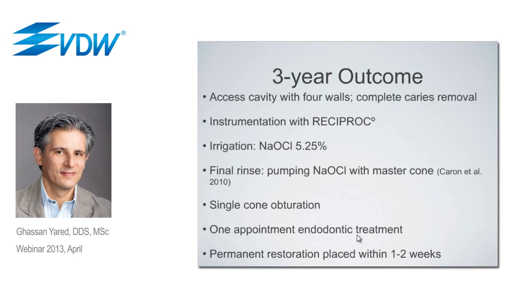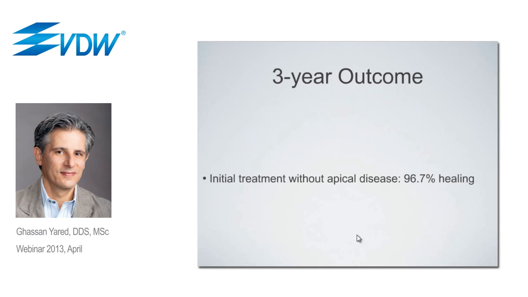I used sodium hypochlorite for the canal irrigation, and then a final rinse with sodium hypochlorite that was pumped in the canal with a master cone. And then I did a single cone obturation, and all of the treatments that were evaluated here were done in 1 visit. And we made sure that the permanent restoration was placed within 1 to 2 weeks from the day when the root canal treatment was completed. And we made sure that this was done by contacting the dentist and the patient. And the results were quite interesting.